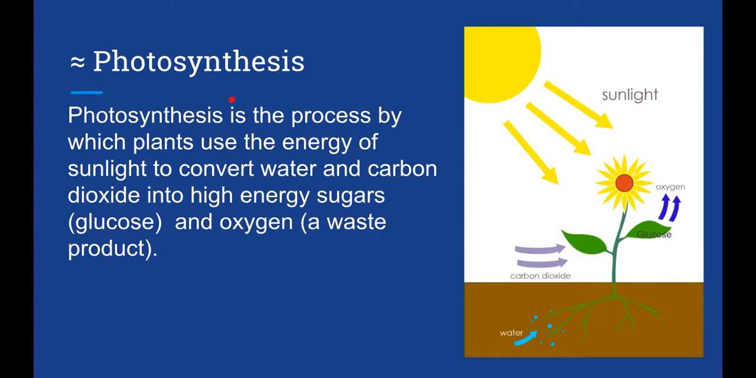All right, photosynthesis. This is an important concept. This is the process by which plants use the energy of sunlight and convert water and carbon dioxide into high energy sugars like glucose. And they also make oxygen. Oxygen happens to be a waste product of photosynthesis. It is not the main point of photosynthesis, but we are very fortunate that we have it.